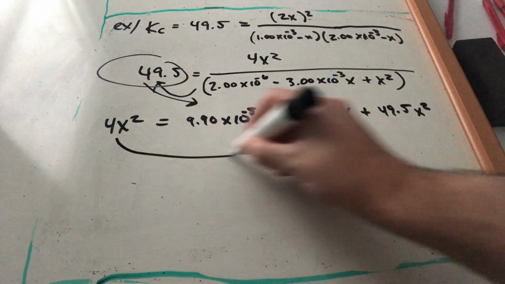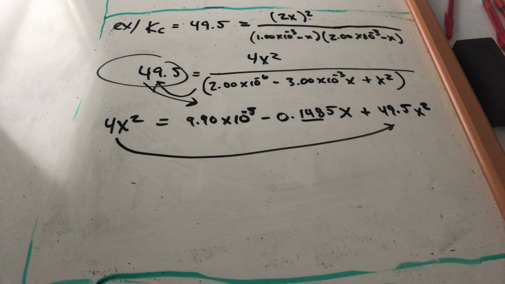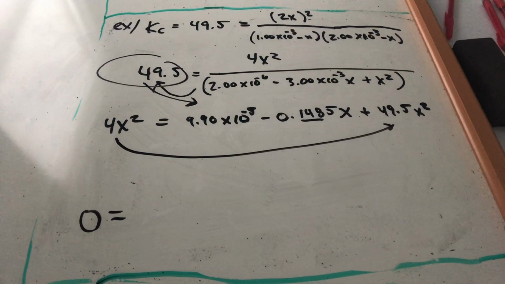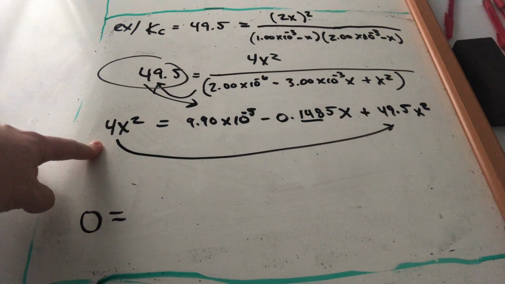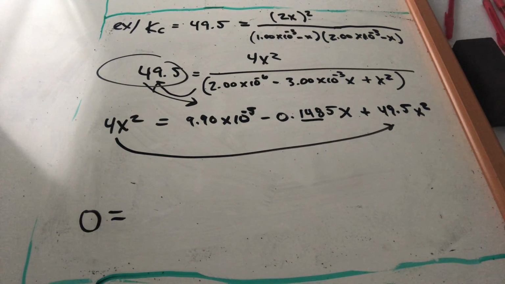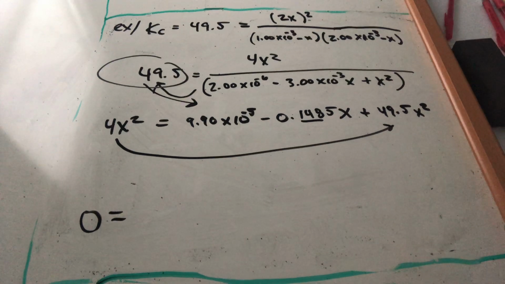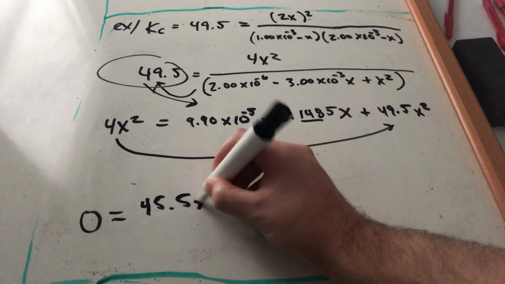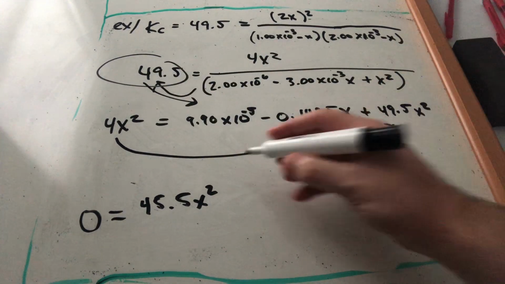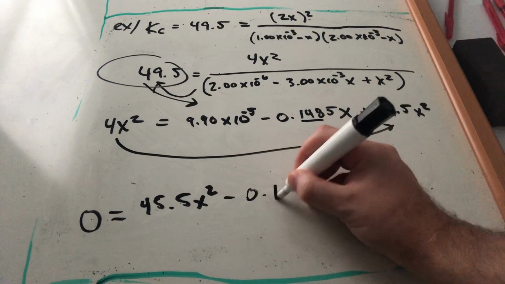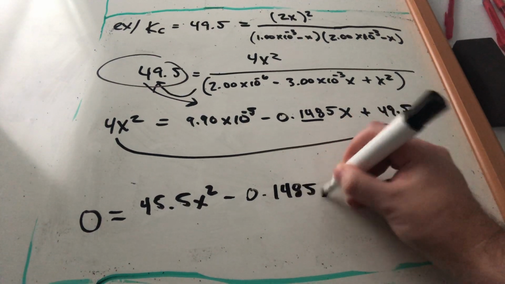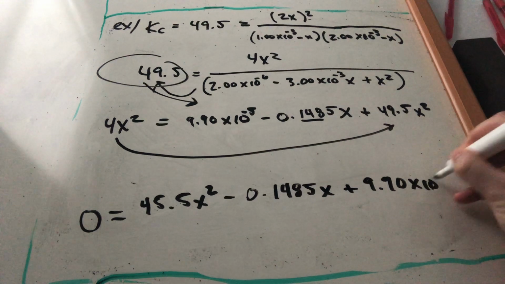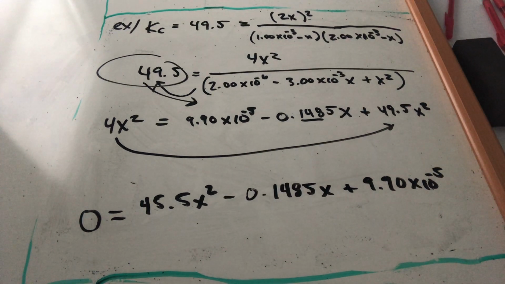Remember, when we solve a quadratic, we need to gather everything onto one side of the equation, and the other side of the equation is going to be equal to 0. So we're going to subtract 4x squared from both sides, and I'm going to rearrange this and write it like we normally would, a quadratic equation. So I'm going to have 45.5 x squared, after I do that subtraction, minus 0.1485 x plus 9.90 times 10 to the minus 5.